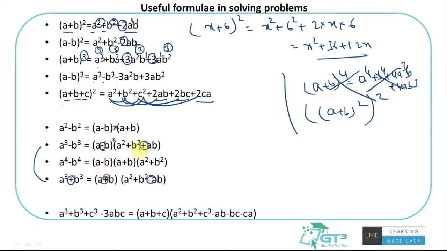Right? Minus becomes plus, plus becomes minus. So that's a small difference. You have to be careful with the formulas again. a power 4 minus b power 4 is basically written as (a square minus b square) into (a square plus b square). Right? This is done by using this one.